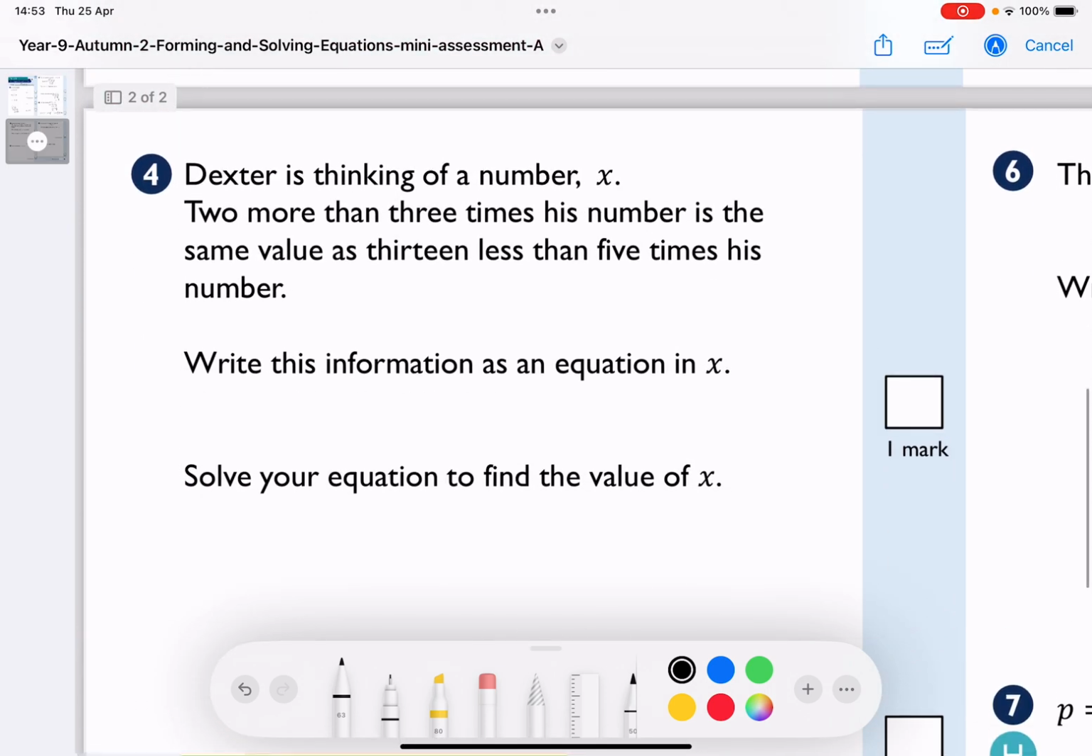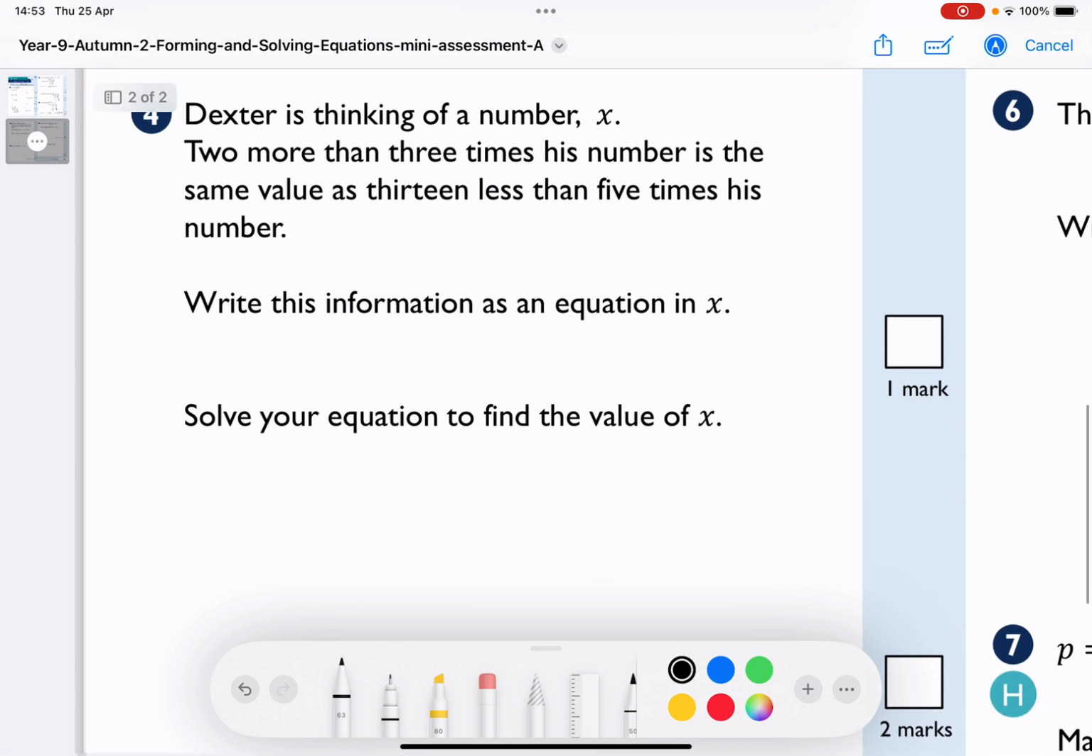I'm going down to question 4. Dexter is thinking of a number. 2 more than 3 times his number is the same number as 13 less than 5 times his number. Write this information as an equation in x.